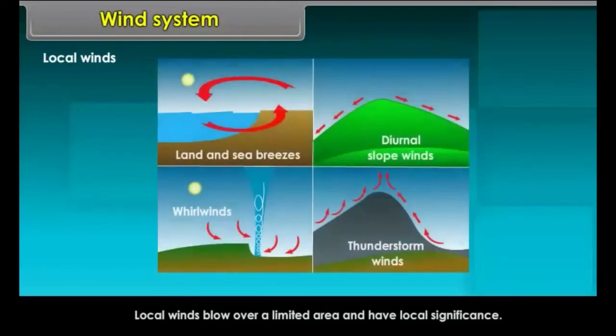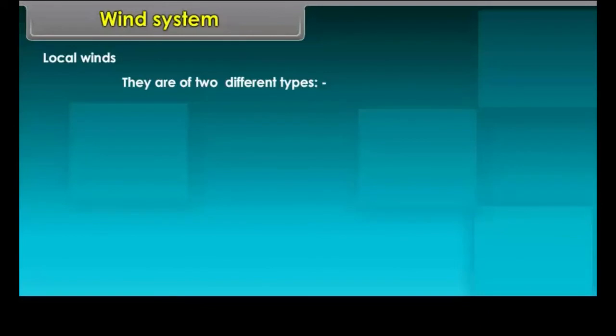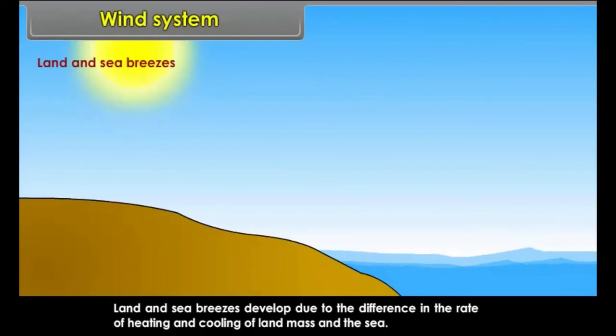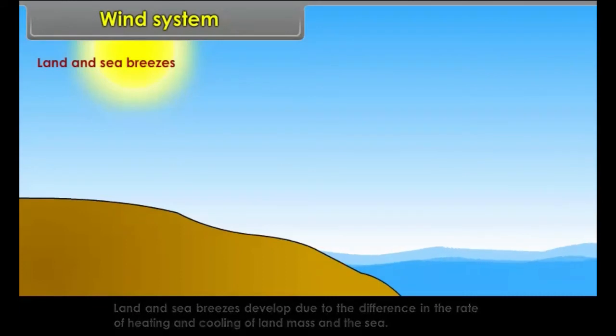Local winds. Local winds blow over a limited area and have local significance. They are of two different types: land and sea breezes, and mountain and valley winds. Land and sea breezes develop due to the difference in the rate of heating and cooling of land mass and the sea.